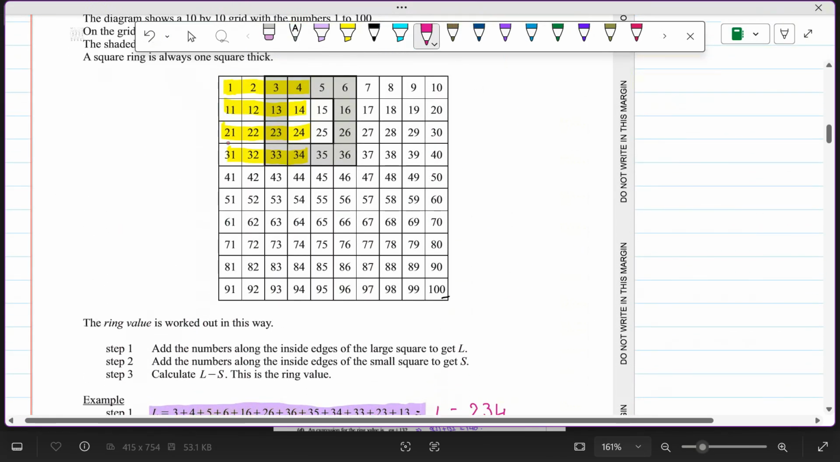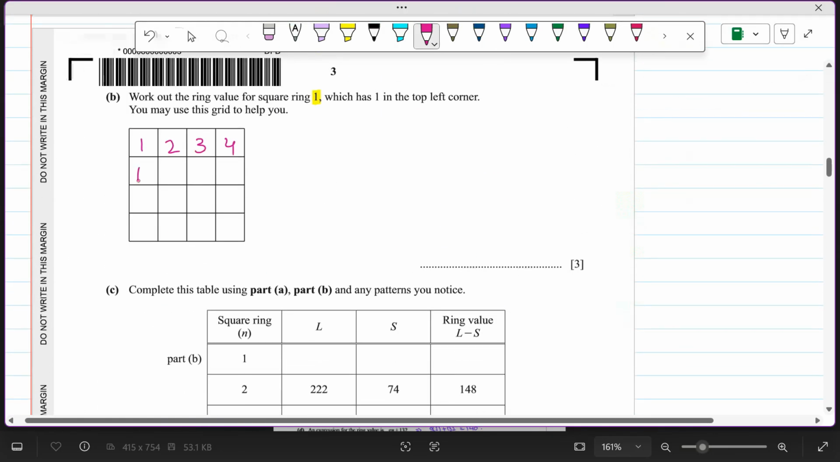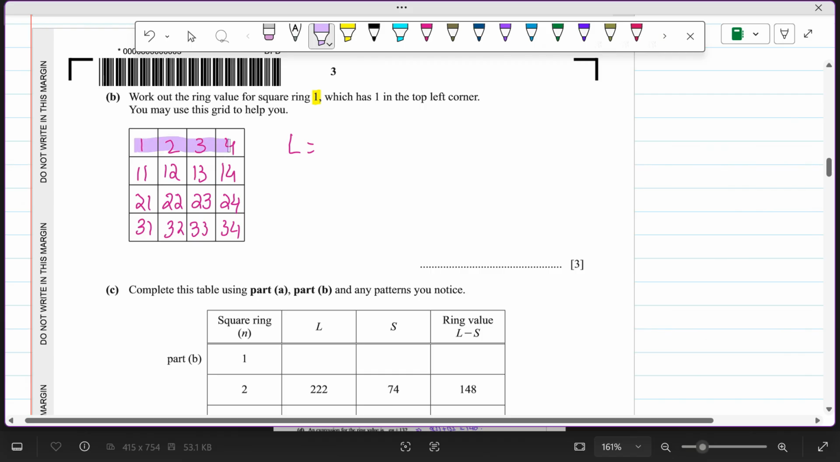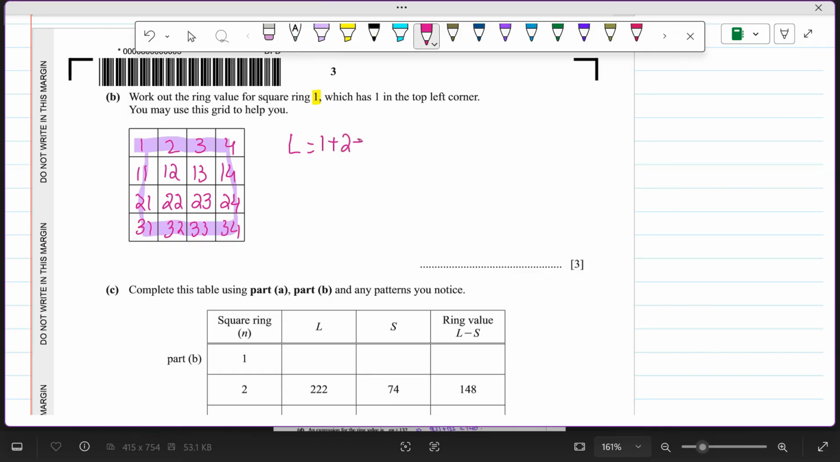Then 11 to 14, 21 to 24, 31 to 34. We need to find the ring value, and we know that L is the sum of the large square, which is 1 plus 2 plus 3 plus 4 plus 14 plus 24 plus 34 plus 33 plus 32 plus 31 plus 21 plus 11. When we add these values, we get L equal to 210.